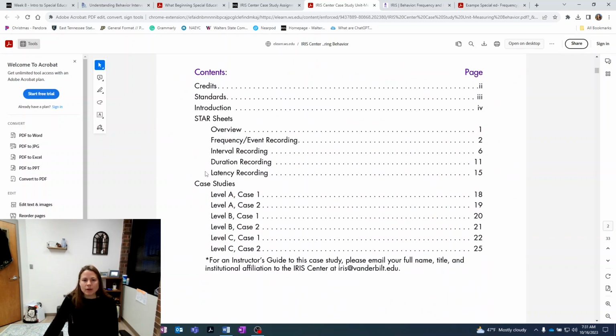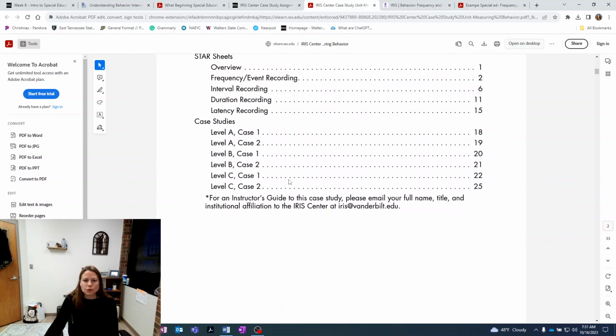So if you look at the table of contents, it's going to give you an overview of the different types of data, and then you'll see here we have frequency event recording, interval recording, duration recording, and latency recording. And remember, the two you're going to be practicing for your homework are the frequency and the interval.